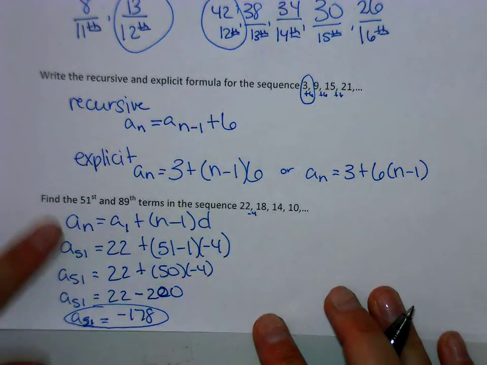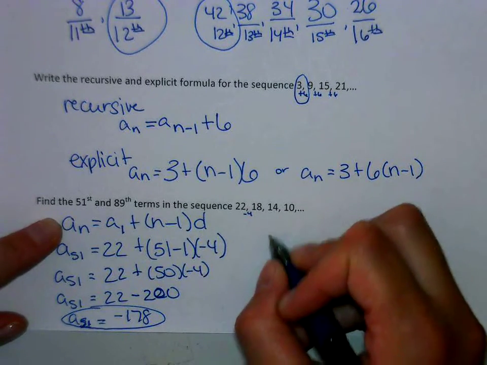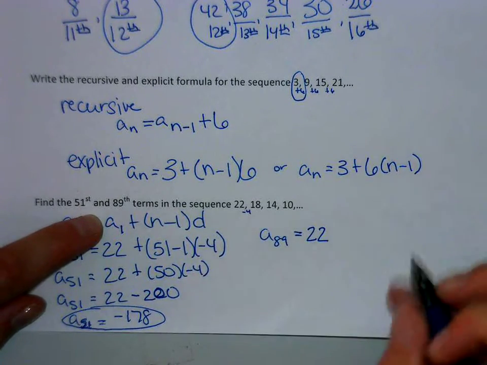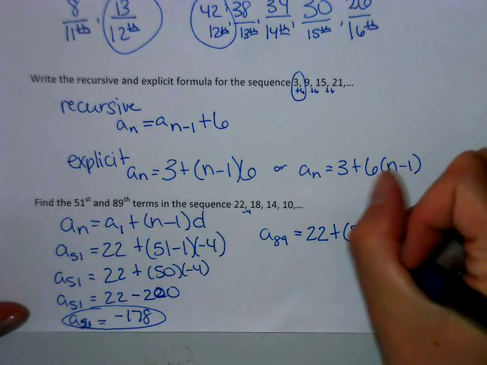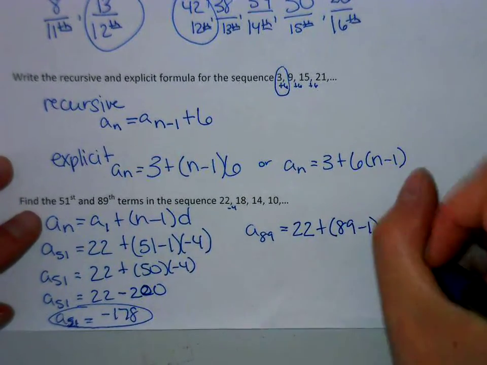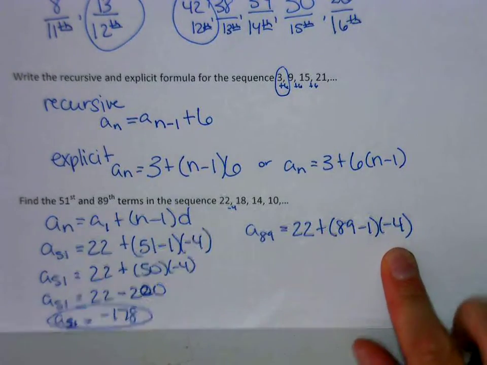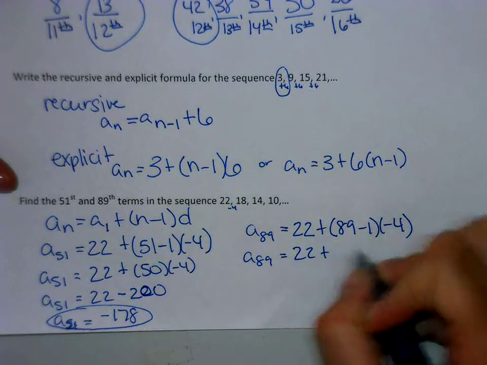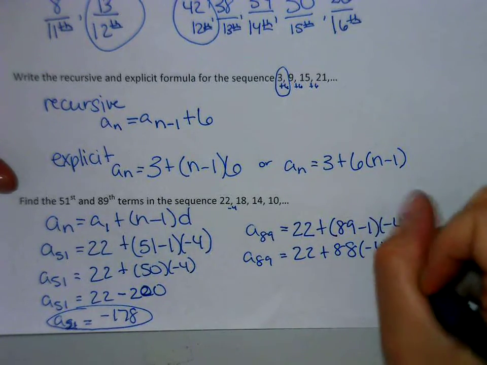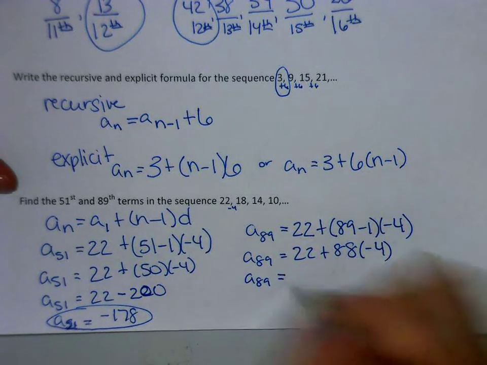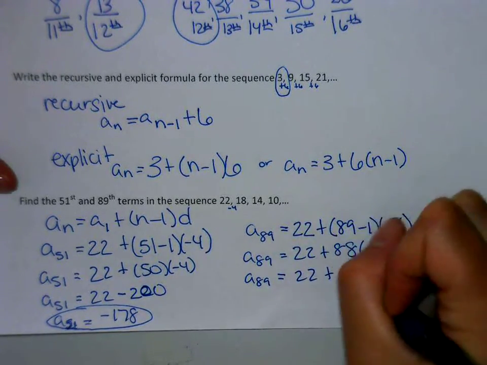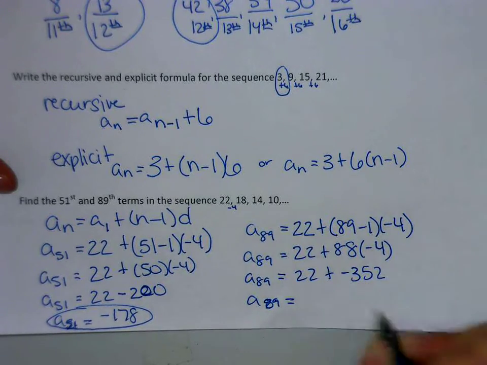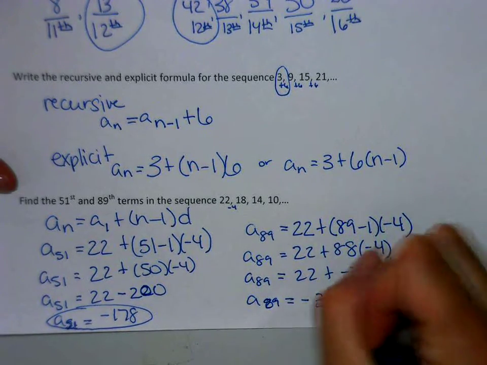So let's look at finding the 89th term. Using the same formula, our initial term is still 22. But we're now looking for the 89th term, so we're subtracting 1 from that. And our common difference hasn't changed. It's still a negative 4. So if we solve this, 89 minus 1 is 88. Multiplying that by a negative 4, 88 times a negative 4, we get a negative 352. And 22 plus a negative 352 is a negative 330.